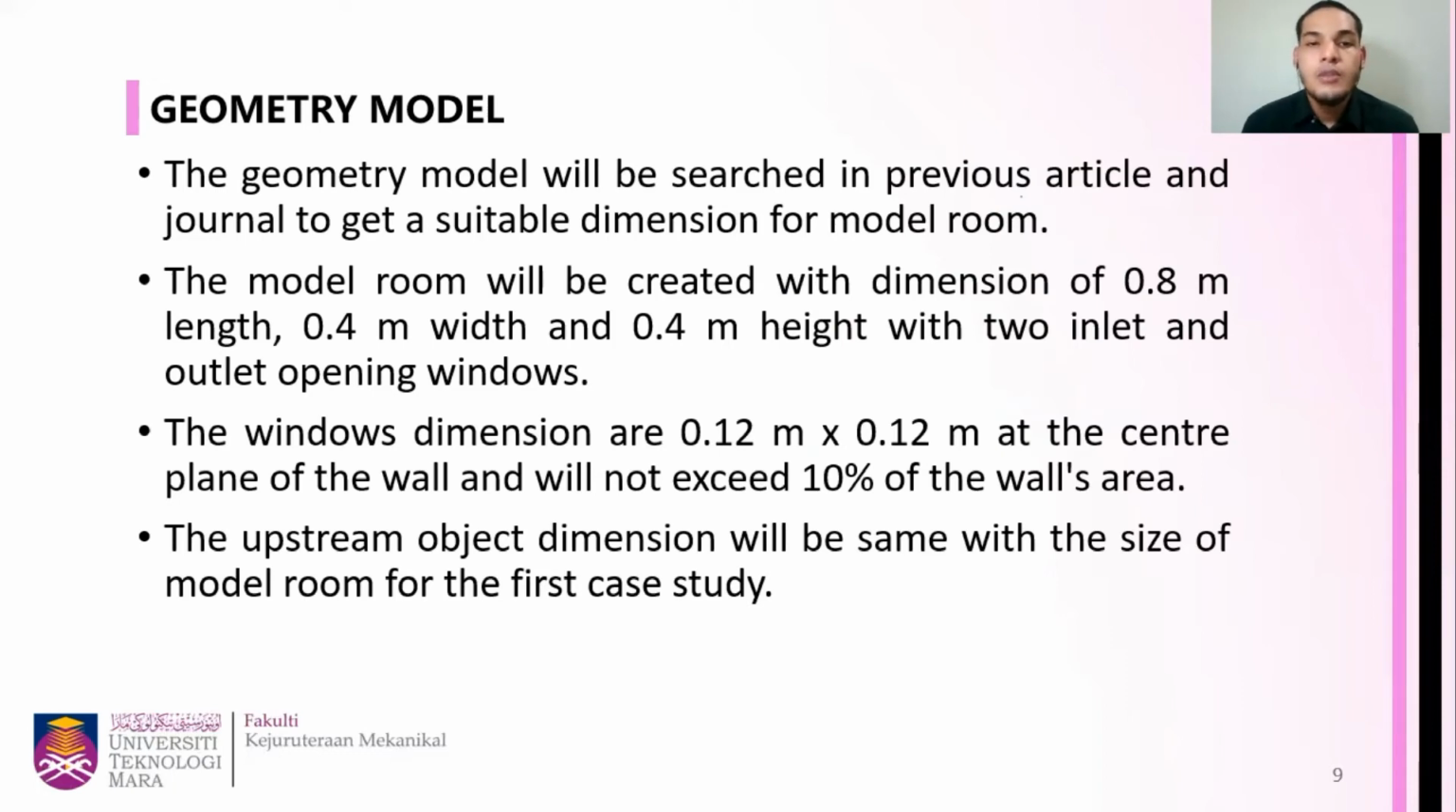The geometry model will be searched in previous articles and journals to get a suitable dimension for the model room. The model room will be created with dimensions of 0.8 meter length, 0.4 meter width, and 0.4 meter height, with 2 inlet and outlet opening windows. The window dimensions are 0.12 meter by 0.12 meter at the center plane of the wall and will not exceed 10% of the wall's area. The upstream object dimension will be the same as the size of the model room for the first case study.